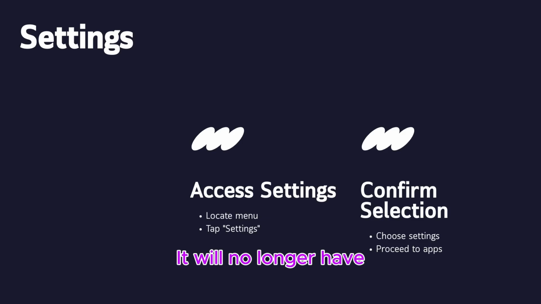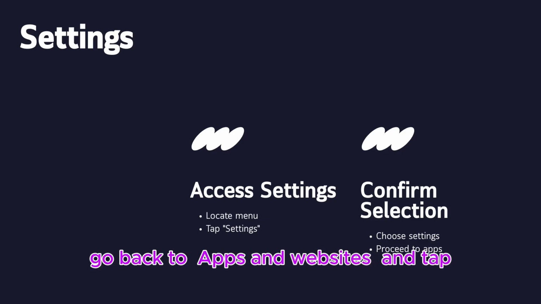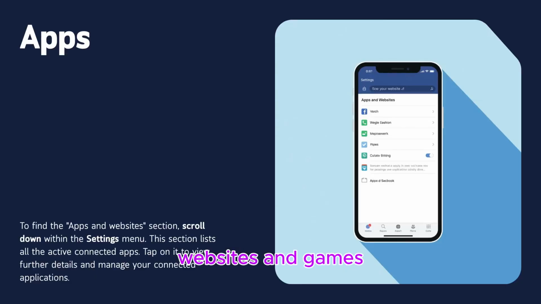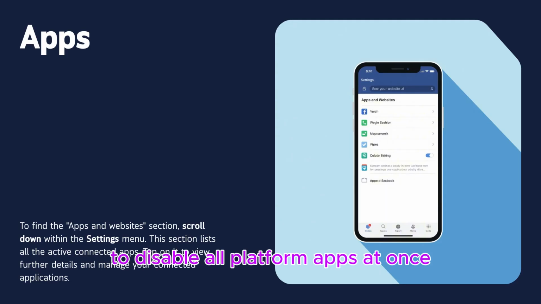It will no longer have access to your information. To remove multiple apps, go back to Apps and Websites and tap Turn Off next to Apps, Websites and Games to disable all platform apps at once.